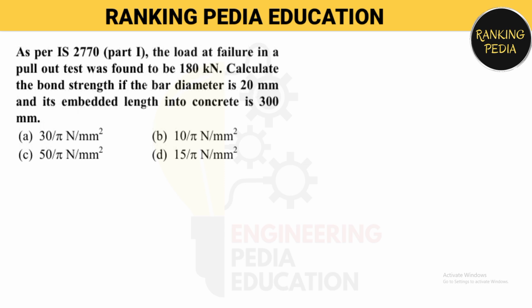Next question is, as per IS 2770 part 1, the load at failure in a pull-out test was found to be 180 kN. We have to calculate bond strength if the bar diameter is 20 mm and its embedded length into concrete is 300 mm. What is given? We will note down first. Load is given, which is 180 kN. Then diameter is given.